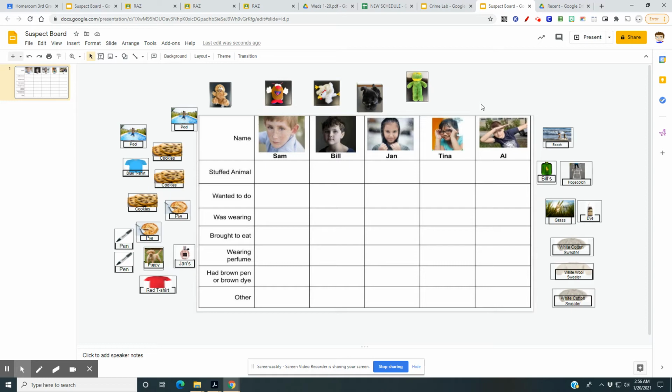Everyone brought some treats to the picnic. Bill and Jan both brought pie. Sam, Tina, and Elle all brought cookies to share. Bill and Jan were also both wearing their own favorite kinds of perfume or cologne. Jan and Elle both had brown pens with them. Bill had a bottle of brown dye.